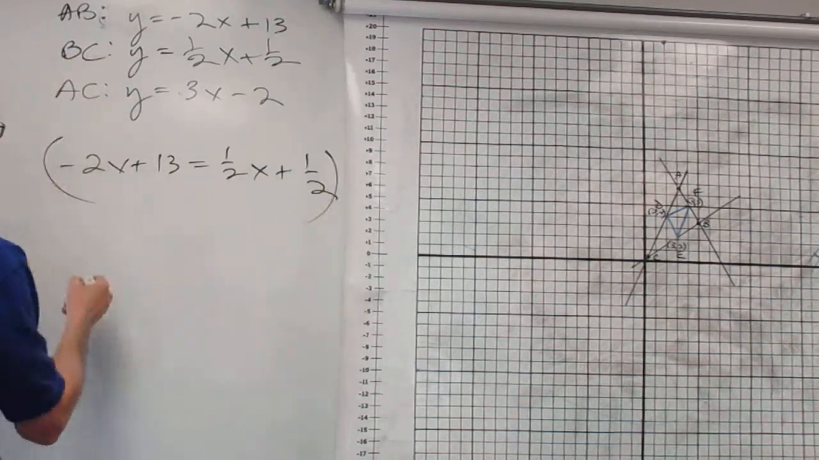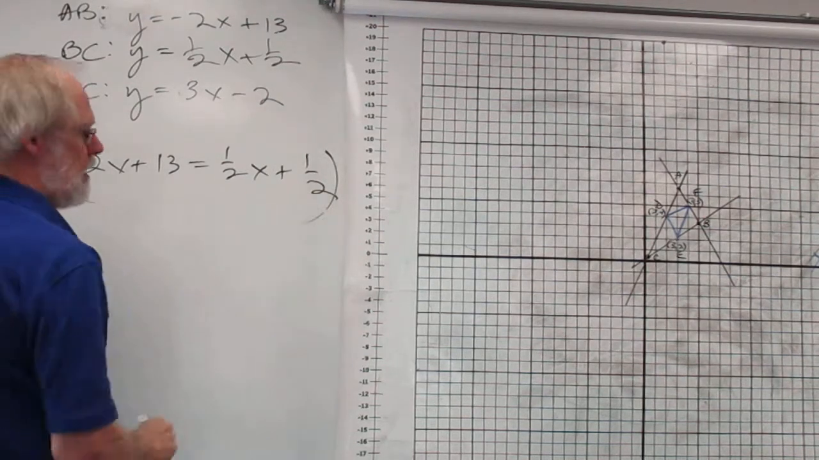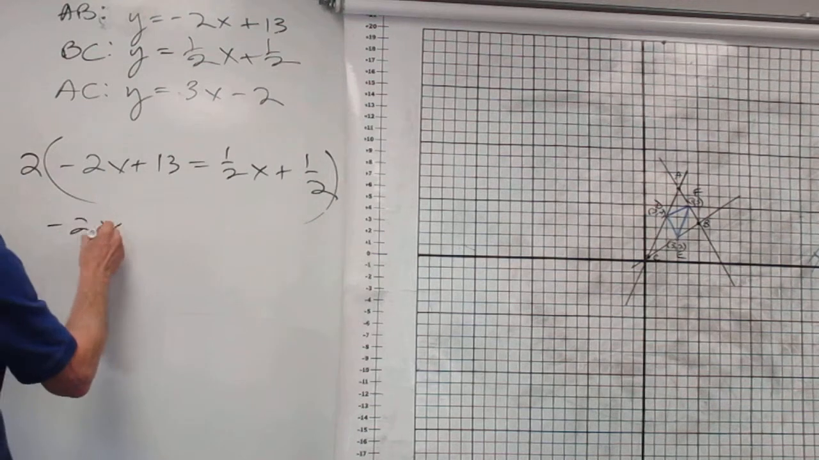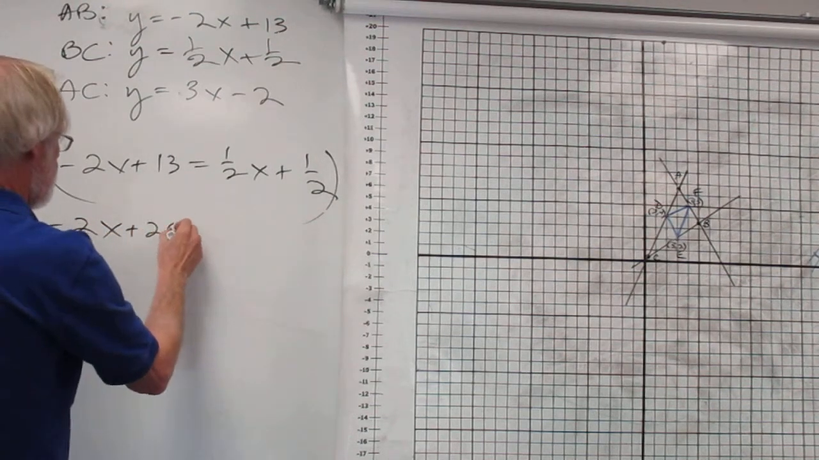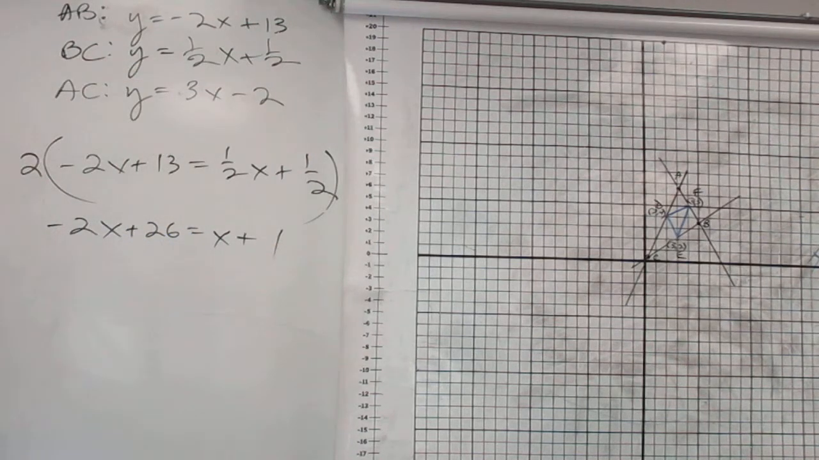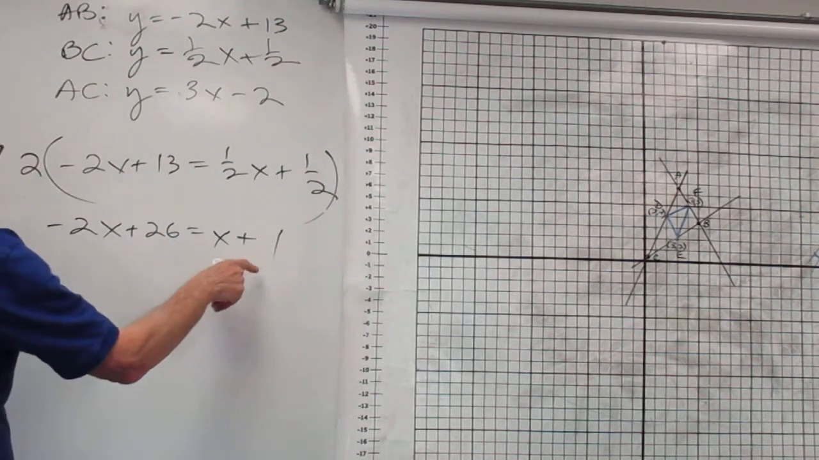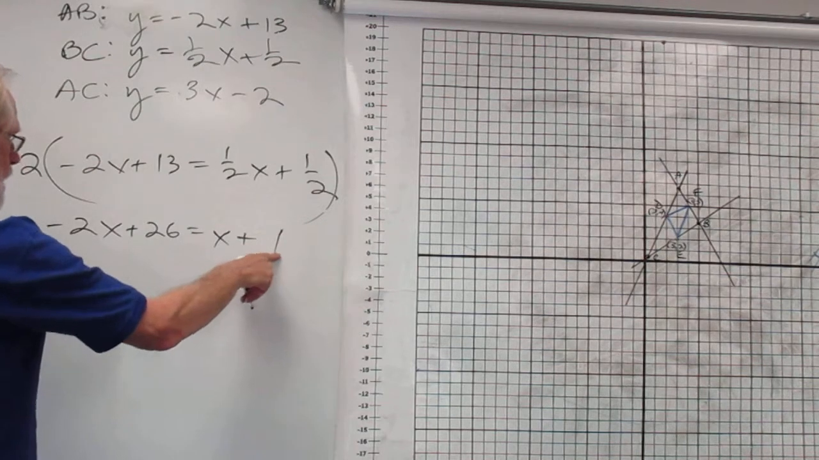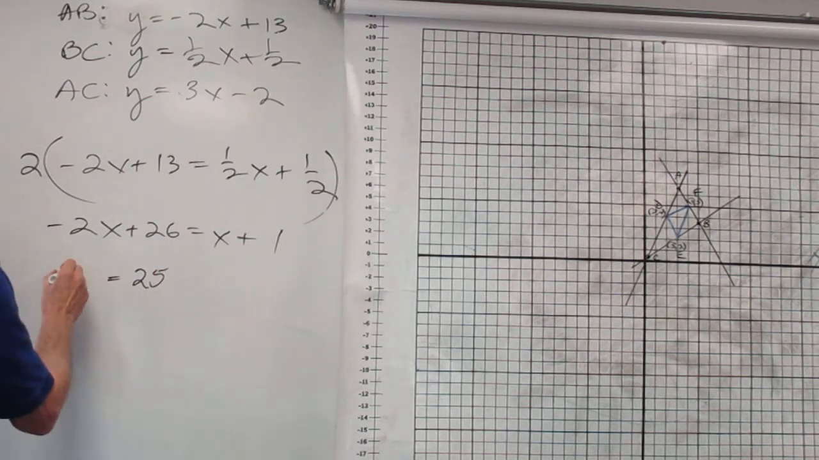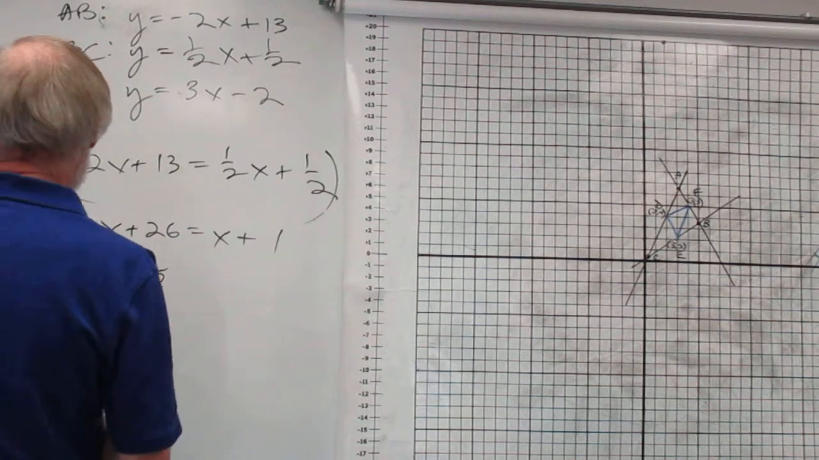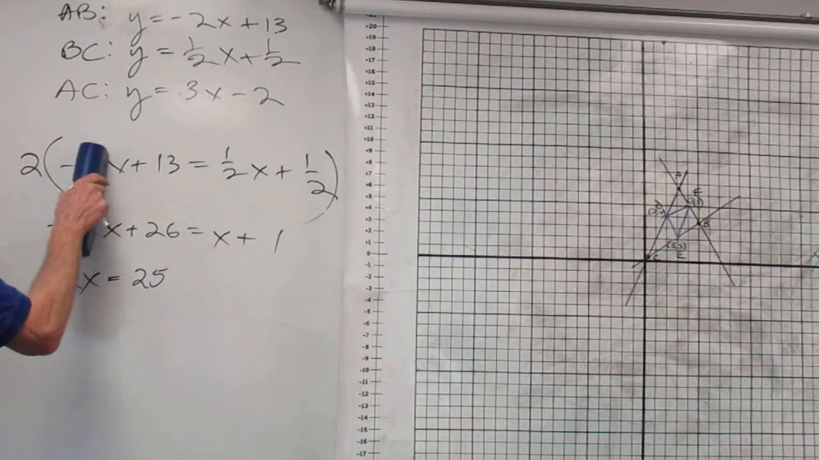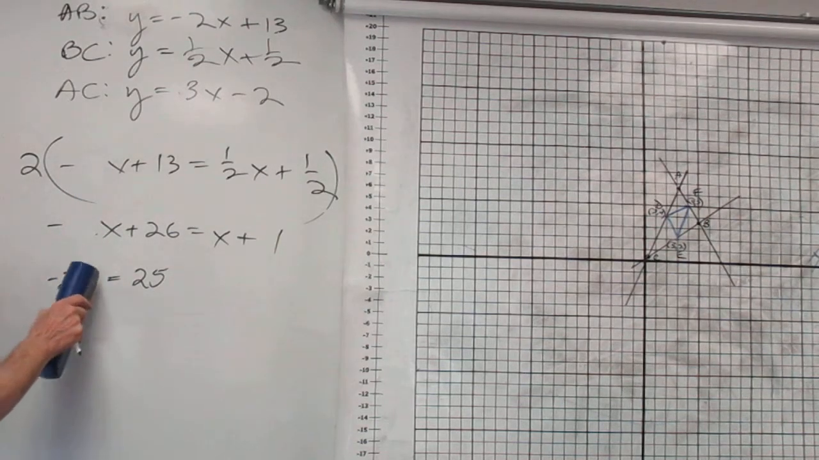First thing I'm going to do is get rid of the denominators. So I get negative 2x plus 26 equals x plus 1. Now, if I subtract 1 from both sides, I get 25. I have negative 2x. You know what I did? I have to go back and multiply that by 2 because I didn't do that.